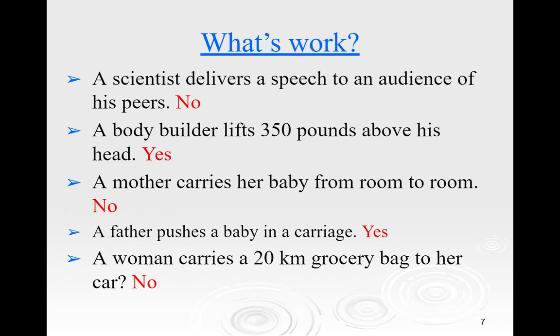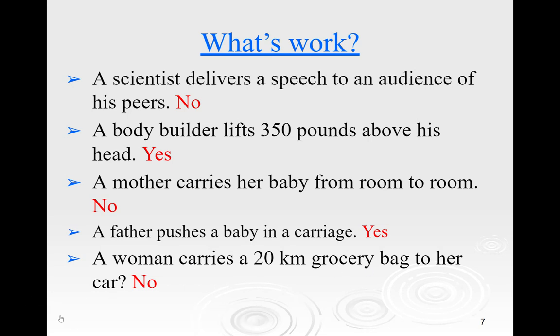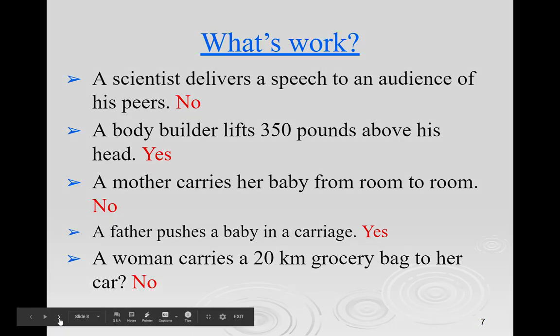It is essentially one object. Now this next one though, a father pushes a baby in a carriage. Yes, the father is pushing the baby in the carriage. And then a woman carries a 20-kilogram grocery bag to her car. Well, it shouldn't be 20 kilometers. It should be 20 kilograms. But in this one here, the mother carrying her baby and the grocery bag, both are very similar in that it's being carried. It's not being pushed in a direction.